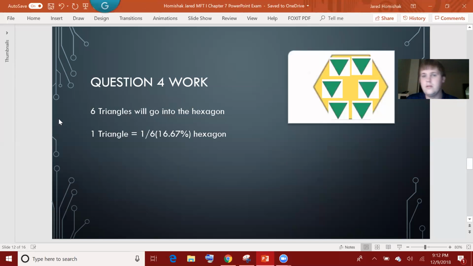Once again, this also repeats itself with the triangles. A triangle is about 1/6 or 16% of a hexagon. So as a result, you can put it in there 6 times to get your hexagon. And I do apologize for the quality of this drawing.